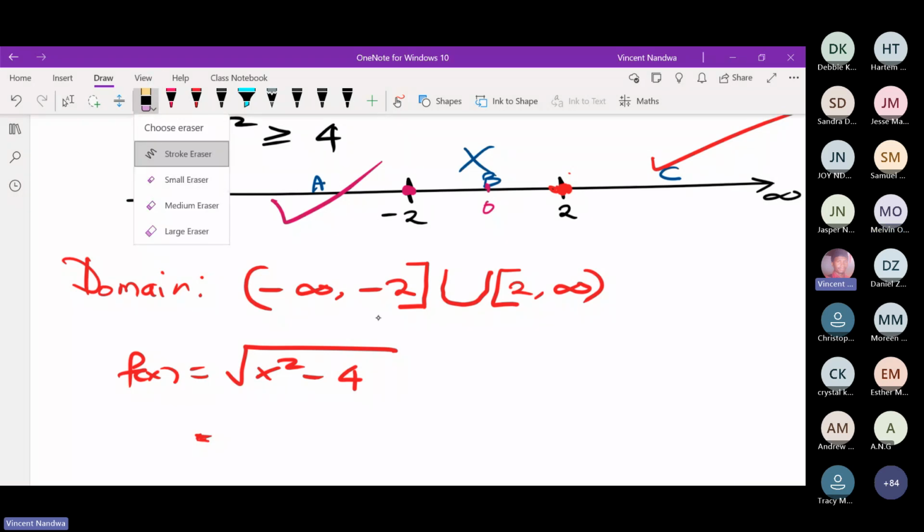So when you pick, say, 10 for x, what is the smallest value for x squared minus 4? It is when x is 0. We need this thing to be 0. So 0 when x is minus 2 or positive 2. Then when you pick, say, x to be 10, it is 10 squared minus 4, then square root.